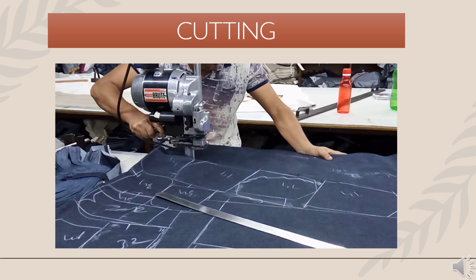Cutting. To cut many garments simultaneously, fabric is spread in layers one over the other on a long table. This process is called spreading or laying. After spreading, marking is done according to patterns, and then cutting is done with a cutter. Cutting is one of the most important stages in the garment manufacturing process.